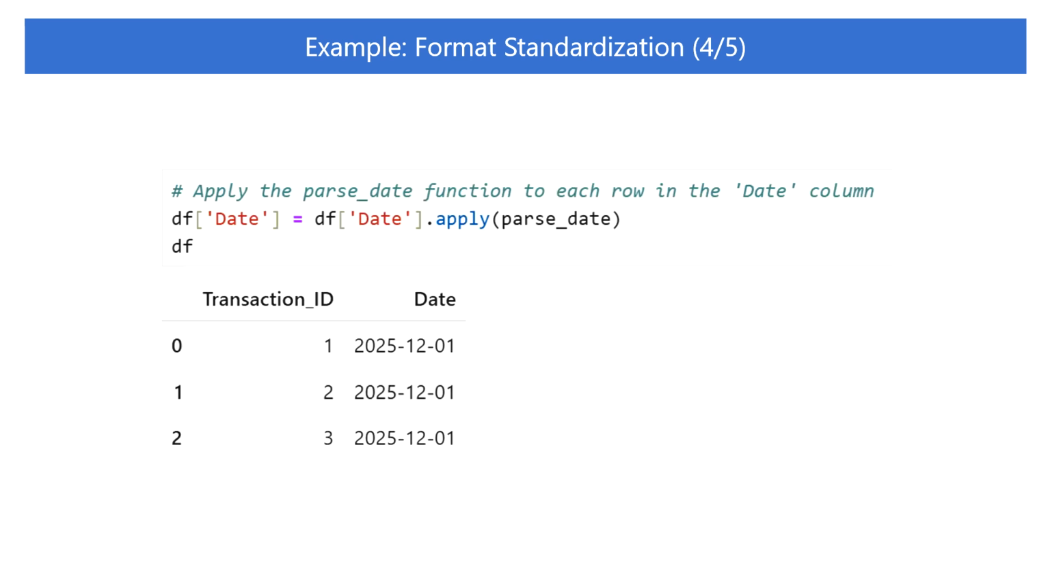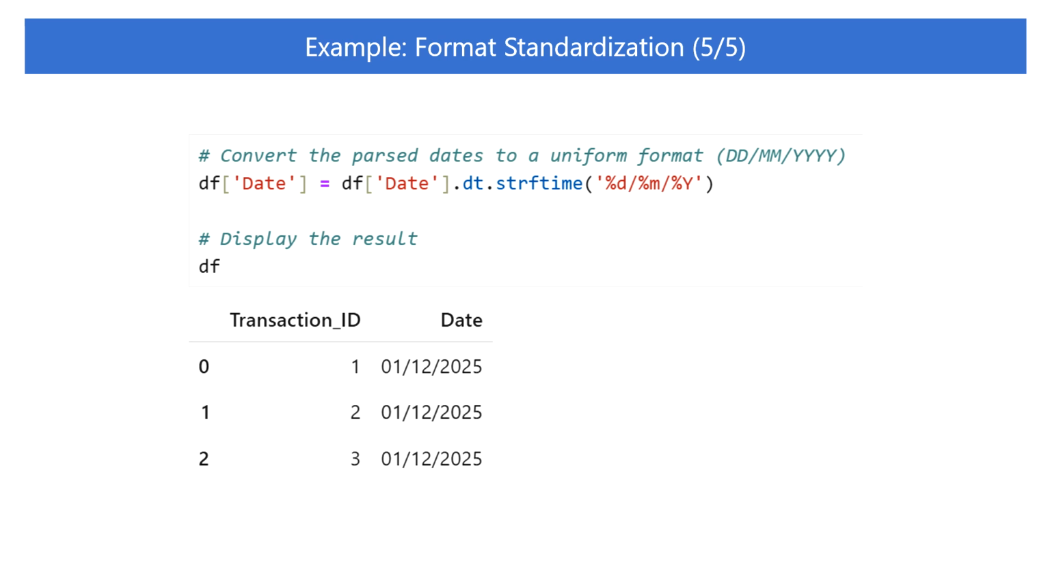Then apply the function. The apply method is used to apply the parseDate function to each value in the date column. The apply method is needed because the parseDate function is designed to process one date at a time, not a whole column of dates. Each date is checked against the defined formats and converted into a standardized datetime64 object if successfully parsed. If no format matches, the corresponding entry will be NaT.